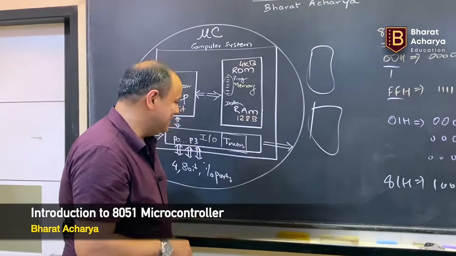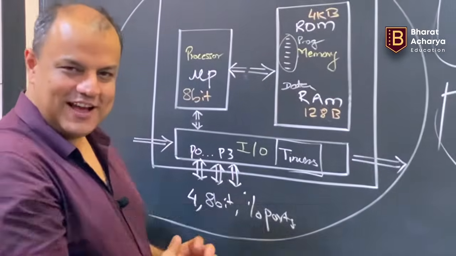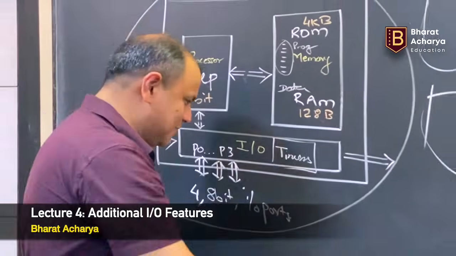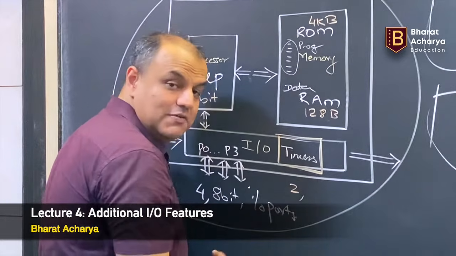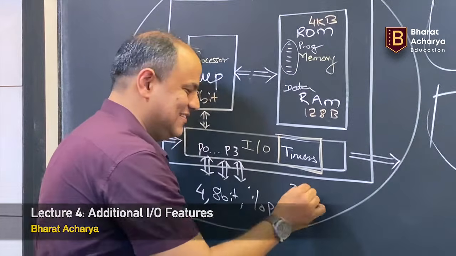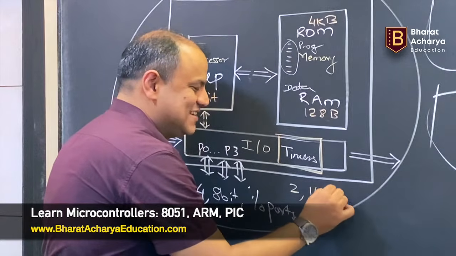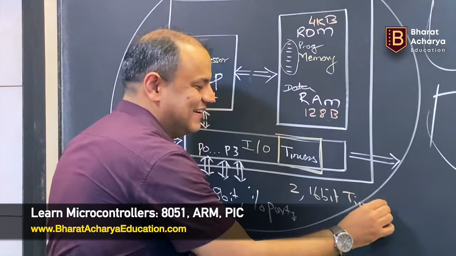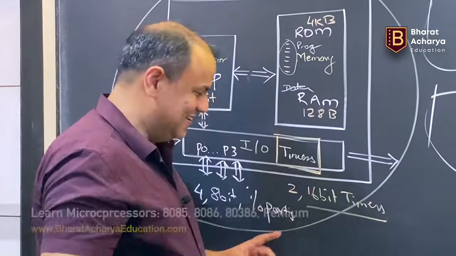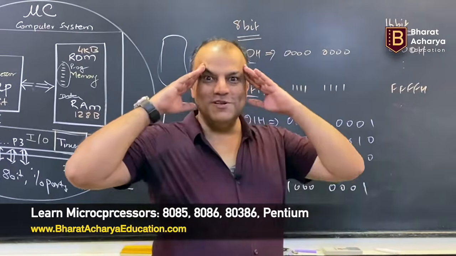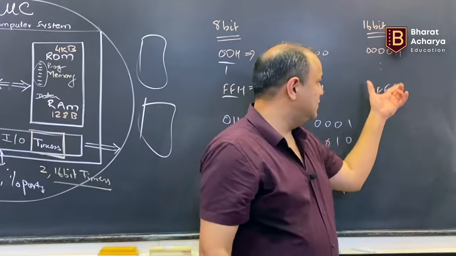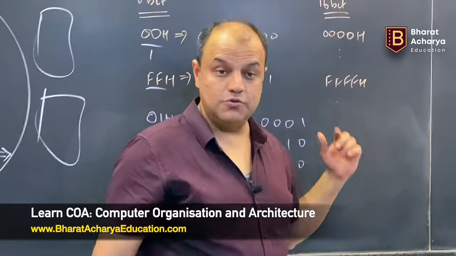Here I'm going to tell you about the additional I/O features which 8051 has. The first one I want to speak about are timers. So 8051 has two 16-bit timers. Okay, see, now you know why I taught you 8-bit and 16-bit. When you say 16-bit timers, you should immediately understand what that means. It means this range 0000 to FFFF.